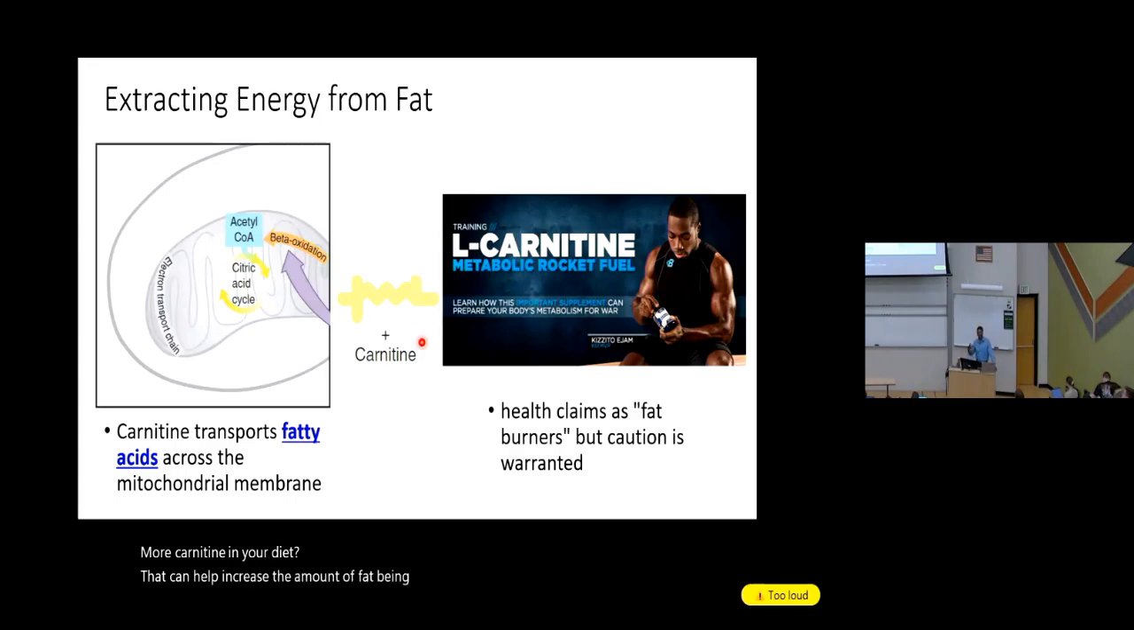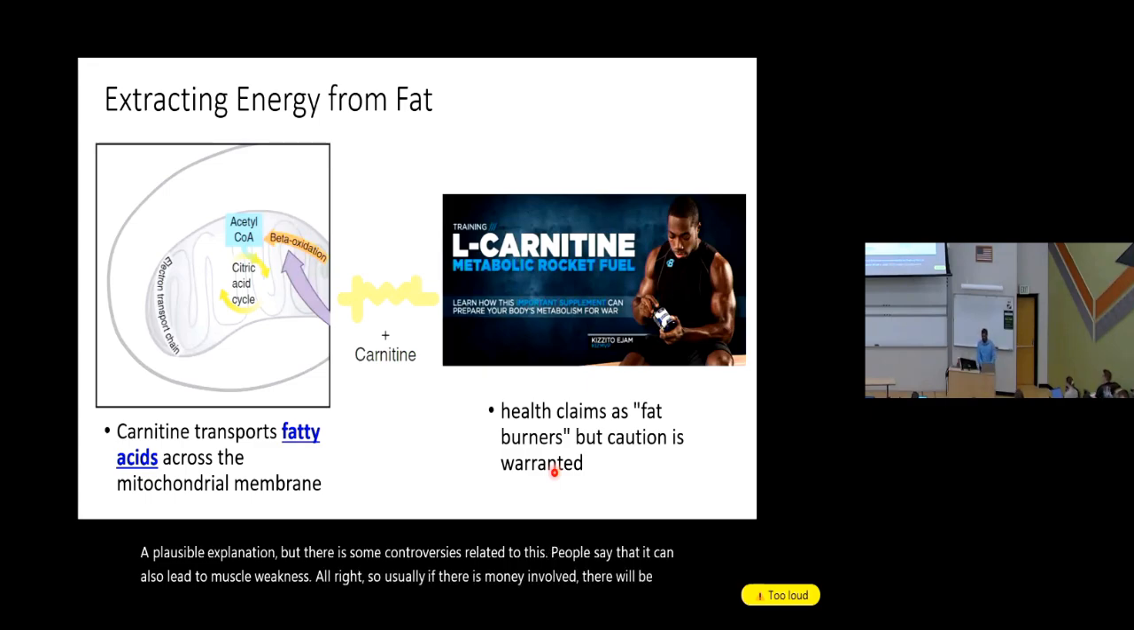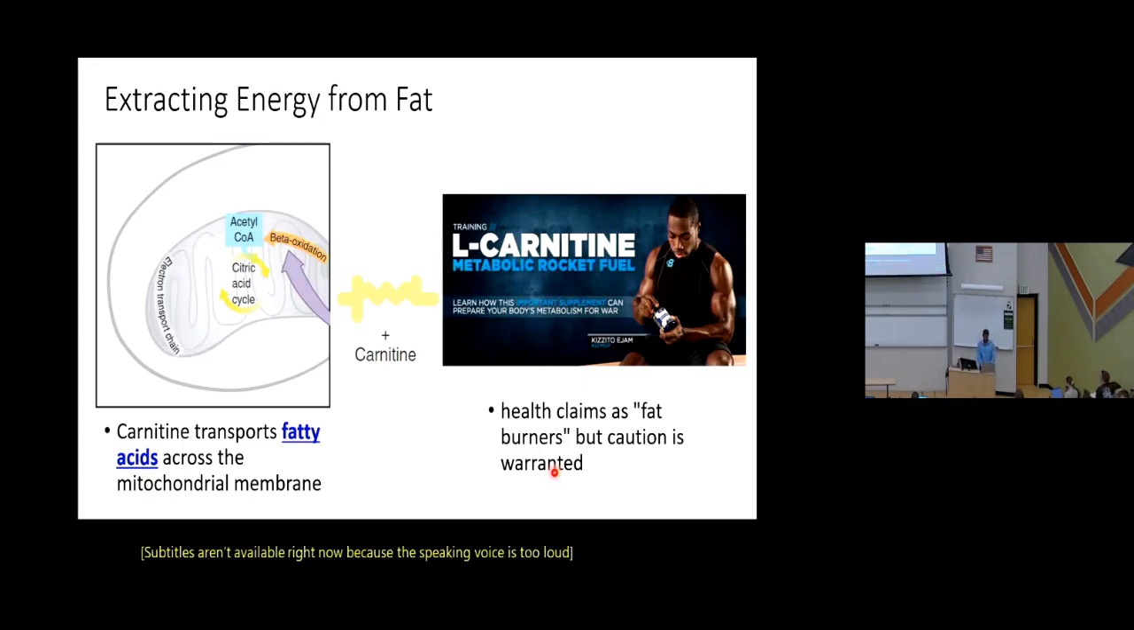And this seems logically a plausible explanation, but there are some controversies related to this. People say that it can also lead to muscle weakness. All right, so usually if there's money involved, there will be people overselling a product to you. So that's something to keep in mind. Is it clear why carnitine is sold? Because they think more fat will be burnt in the mitochondria.